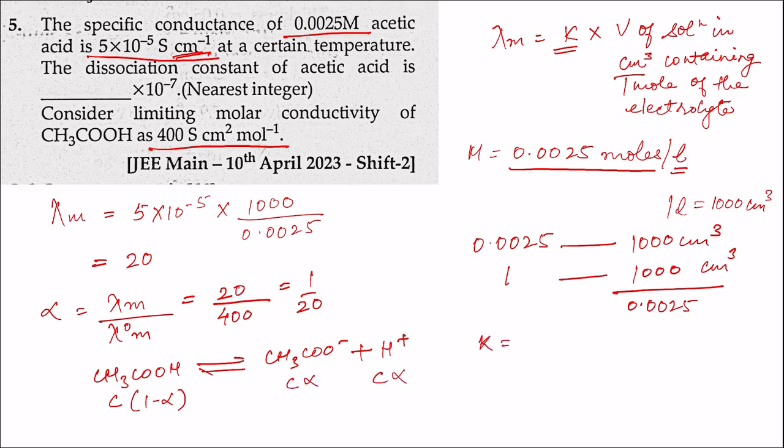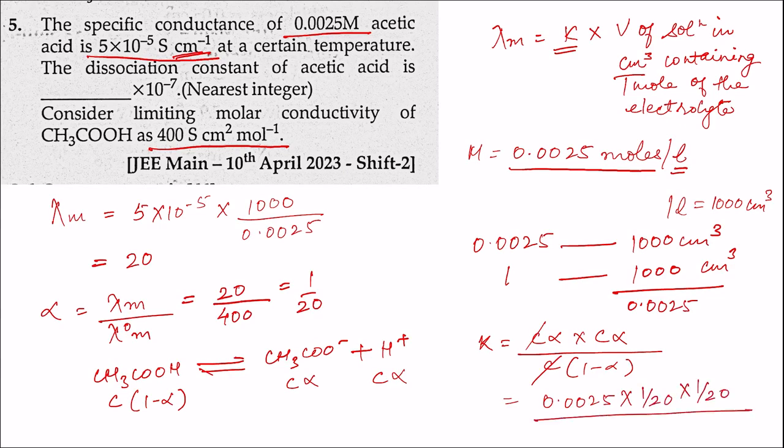So value of K will be equal to C alpha into C alpha divided by C into 1 minus alpha. C gets cancelled, and putting the values, C in the numerator, that is 0.0025 into alpha square, that is 1 by 20 into 1 by 20, divided by 1 minus 1 by 20. Solving this equation, the value of equilibrium constant is equal to 66 into 10 to the power minus 7. So here in the fill in the blanks, the value is 66.